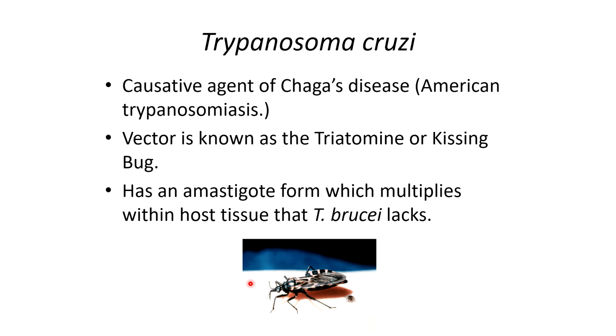Something that really differentiates T. cruzi from T. brucei is that T. cruzi has an amastigote form, and that multiplies within the host tissue, and T. brucei doesn't have an amastigote form. So we'll see what that looks like right now.